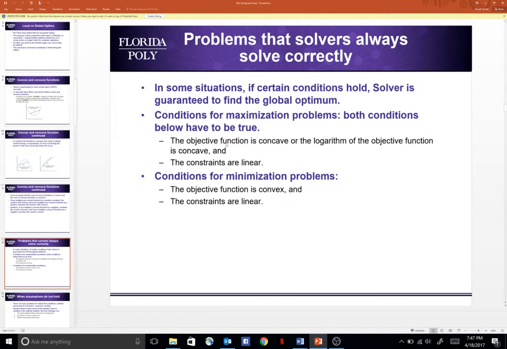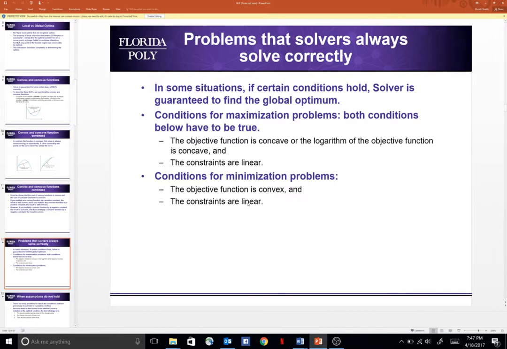First of all, the objective function is concave, and the constraints are linear. Or we have a minimization problem where the objective function is convex, and the constraints are linear. And if you were to plot that, it would make a lot of sense.